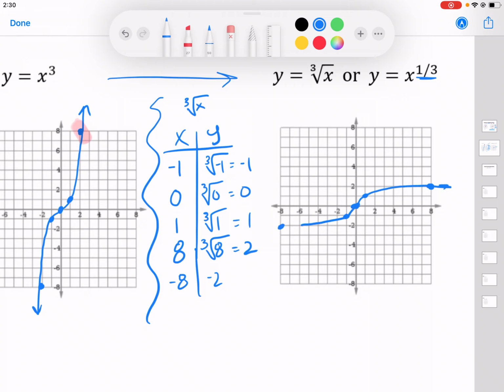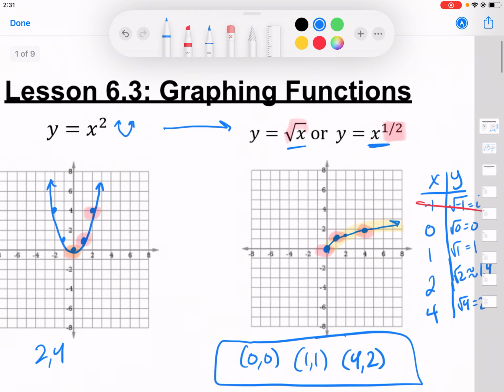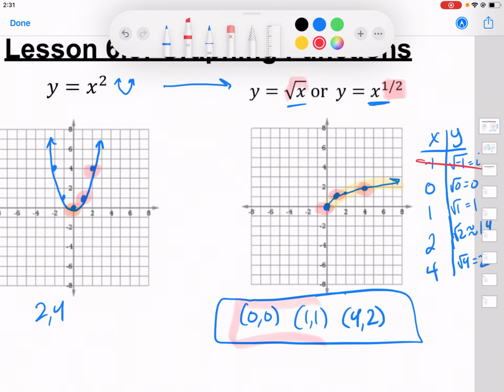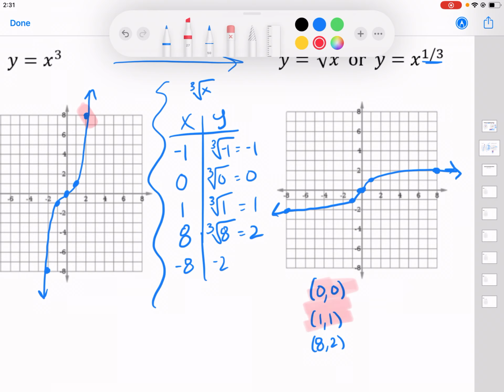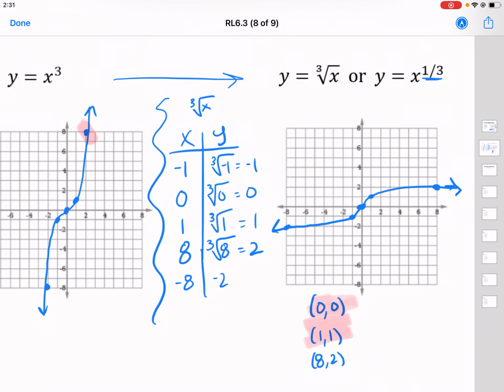So likewise, this one looks like the cubic graph, but tipped. Some people call this the stretched S graph because it looks kind of like a stretched S. If you're a key point person, as long as you know the shape, the real big key points you need to know are 0, 0, 1, 1, and 8, 2. So for tonight's homework, what you're going to notice is that for both of these, they share these common key points. So you just have to remember the third key point that's different for each one, right? For square root, it's the 4, 2. For cube root, it's 8, 2.